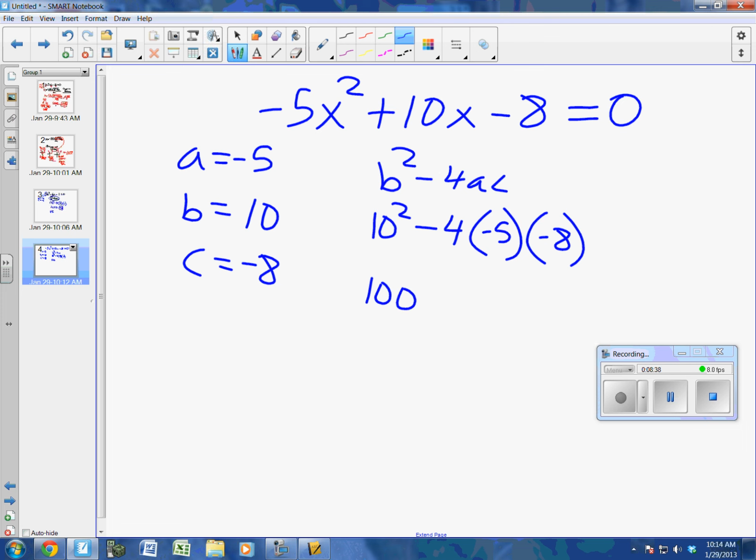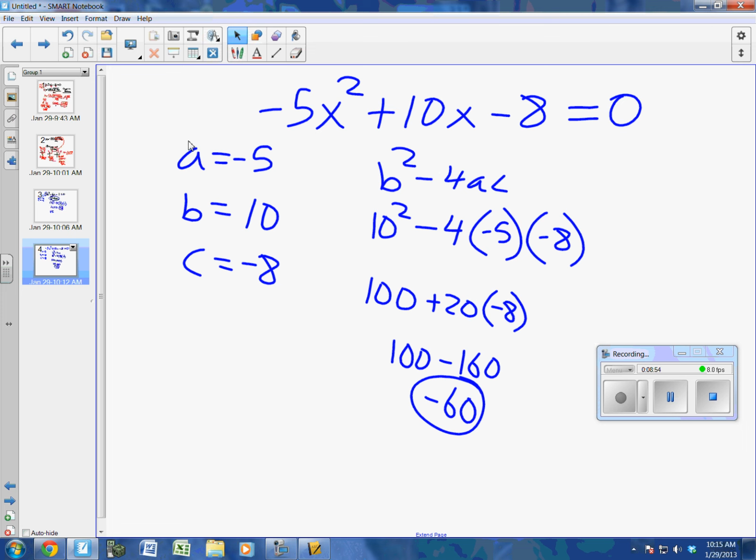Okay, 10 squared is 100. And 4 times 5 is 20 times a negative 8. What's 20 times a negative 8? Negative 160, right? Which is negative 60. You guys can just put that in your calculator, see if you got it right. So it's a negative 60, right?